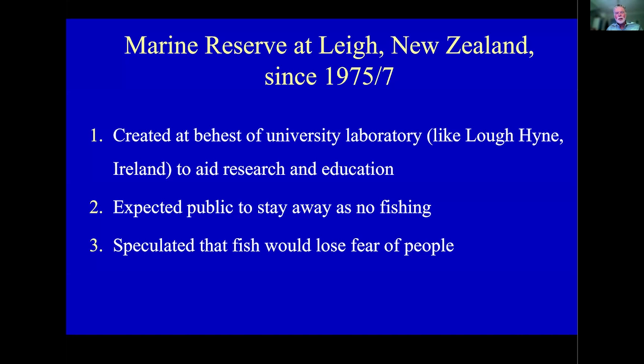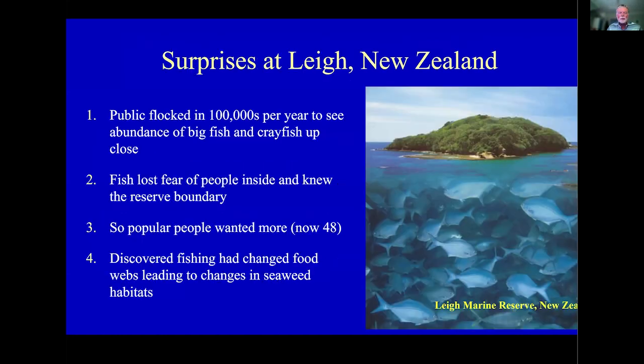But the idea here was to have a marine reserve in New Zealand for university research. We assumed the public would stay away. And the only thing they predicted was that fish would lose their fear of people. But the opposite kind of happened. So you end up with hundreds of thousands of people coming to see this reserve. The fish did lose their fear of people. So now you could have strings of kids tied together, floating on the sea, surrounded by fish. It's just a wonderful experience.